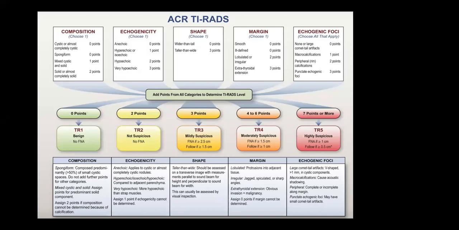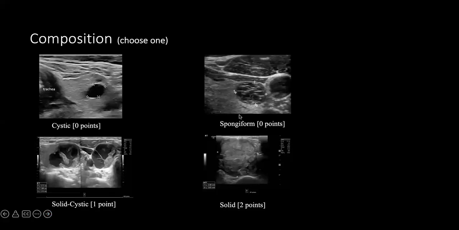That means large chunks of calcifications, throwing shadows, then that's macrocalcification. If there's a peripheral calcification, that means complete or incomplete along the margin can be there. Punctate echogenic foci, they carry an ominous prognosis. Now, let's have a look at the images.